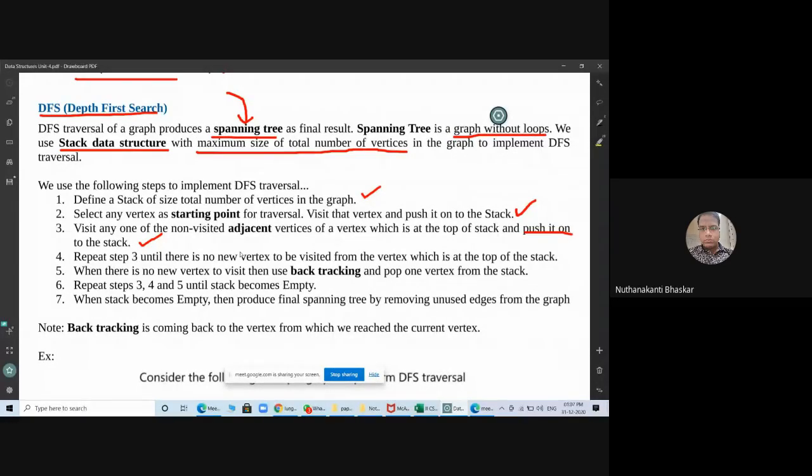Now, after finding the adjacent nodes, we are going to choose any one unvisited adjacent node. If you have already visited it, no need to visit again. Out of the connected nodes, if any node is already visited, don't visit that node. You need to choose any one of the unvisited adjacent vertices or nodes. Clear?